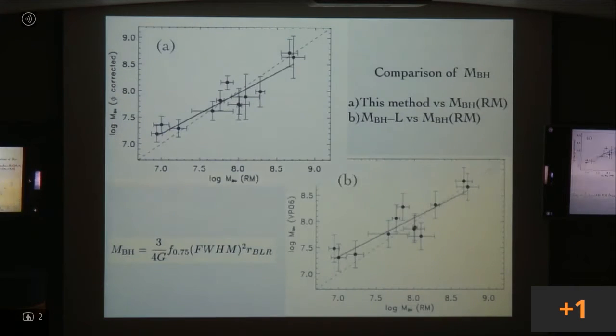And finally, I'm going to show you here the correlation of mass. This is using our method versus the mass computed by the reverberation mapping size, and it also correlates very well. And this one is a comparison of the mass from reverberation mapping versus the mass from this relation, the black hole mass-luminosity relation. Both correlations are quite good. In fact, our correlation is better.